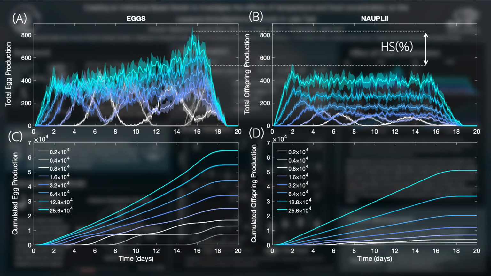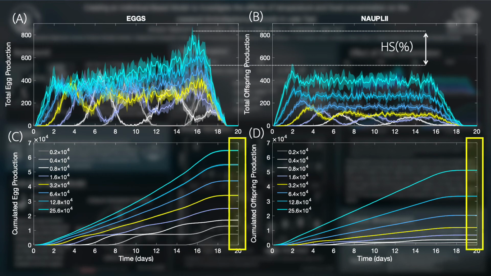The bottom graphs show the accumulated number of eggs on the left and the nauplii on the right over the simulated period. The total production of both eggs and the nauplii became more regular for food concentrations above 32,000 cells per milliliter. This results in more linear cumulative productions, as can be seen in the bottom graphs. In other words, 32,000 cells per milliliter appears to be the threshold for stable egg production of Actodiaptomus dorsalis.